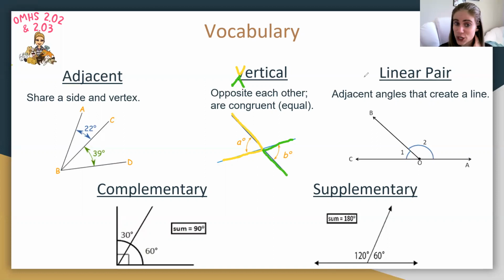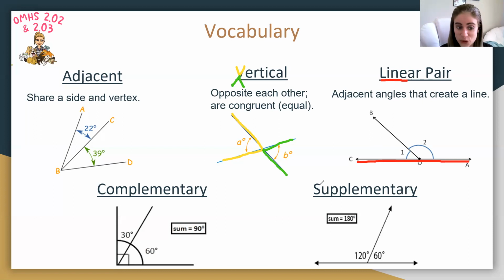Our third vocab word was linear pair. Linear pairs are adjacent angles, so angles that are next to each other, but they're a special kind. They create a line. All right, and that's why it's named that, linear pair. It has the word line within it. The two angles together make a straight line. When you have a linear pair, they are also supplementary angles, so right below it. If you notice that two angles are supplementary, they're a linear pair, they're a straight line, which means they add up to 180 degrees. That's really important to know. Supplementary means they add up to 180 degrees.